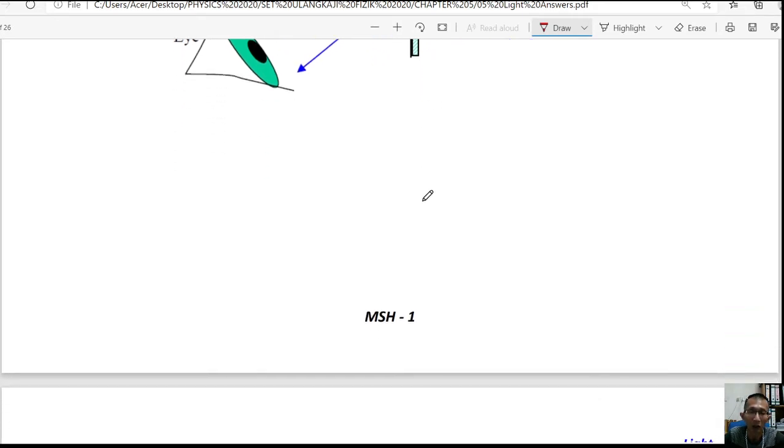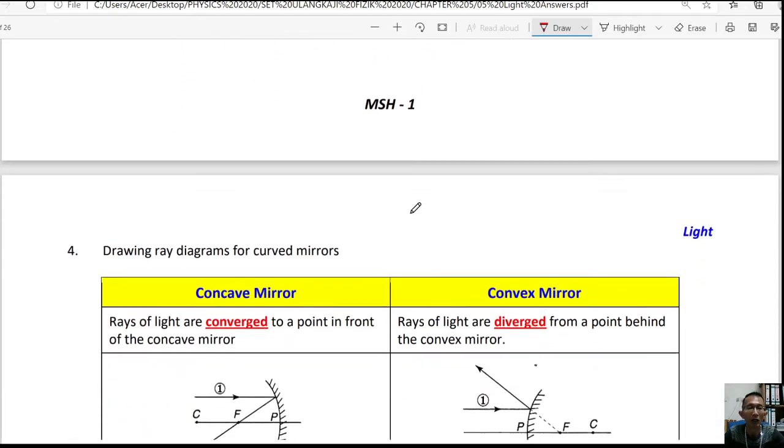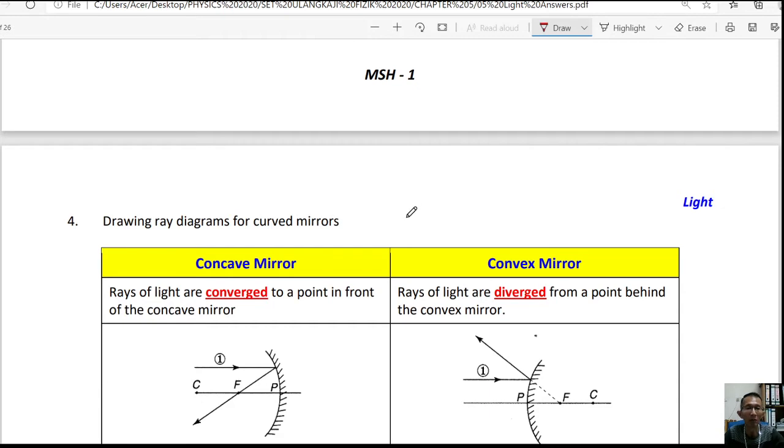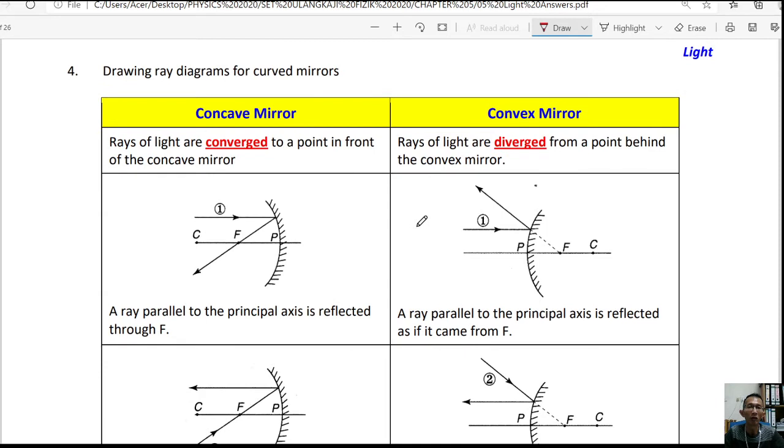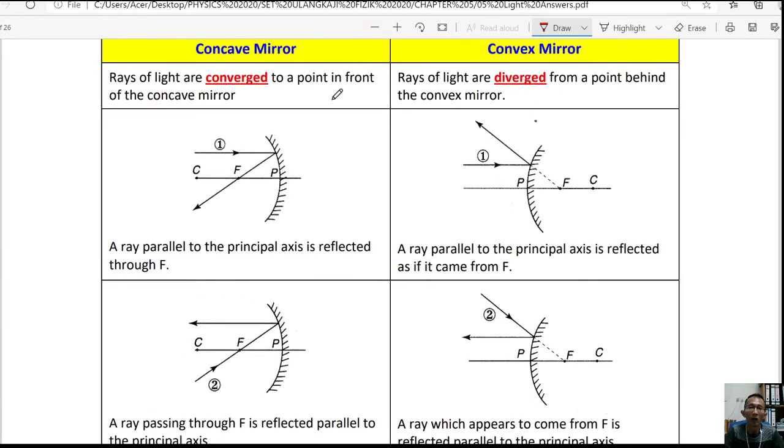Okay, next. Just now we worked on plane mirrors, and now we look at curved mirrors. We have two types of curved mirrors, concave mirrors and convex mirrors. So how do we draw the ray diagram? For a concave mirror, a light ray parallel to our principal axis. Here is our principal axis.